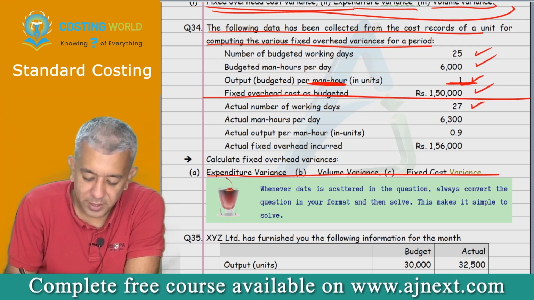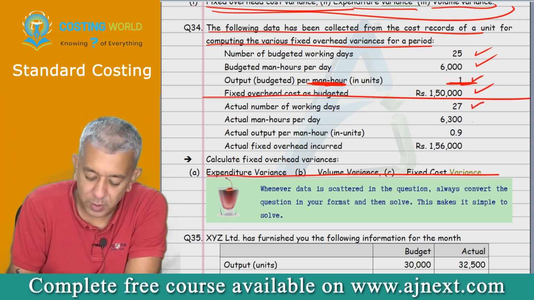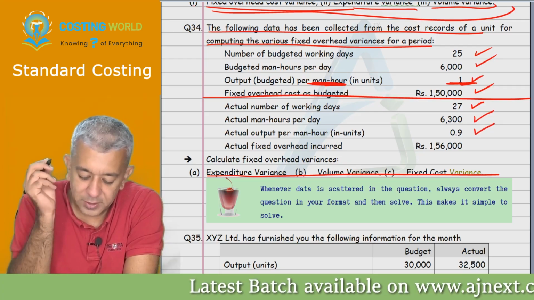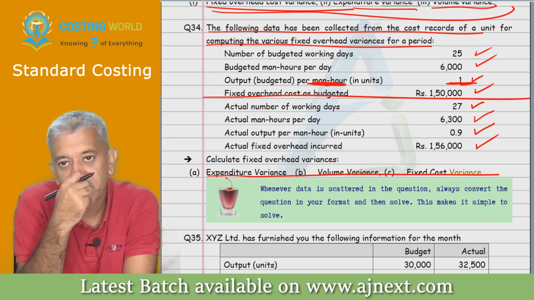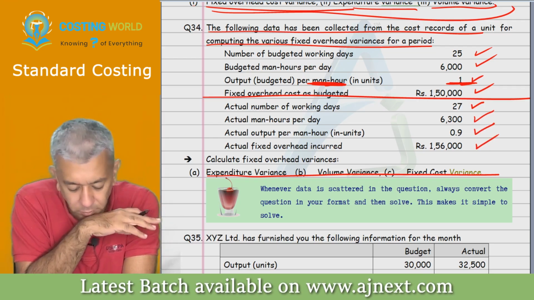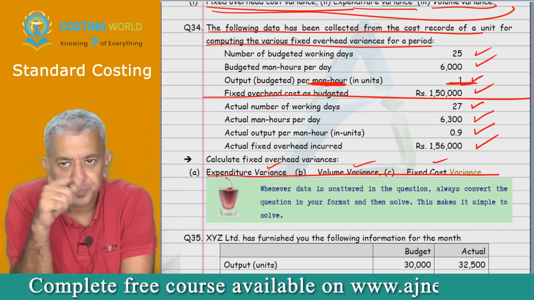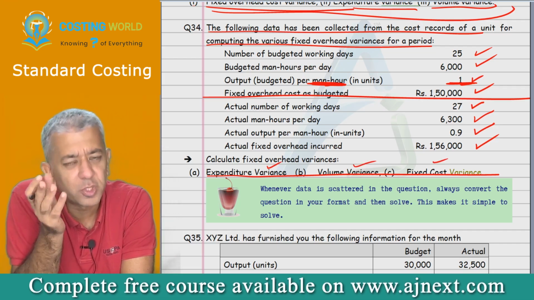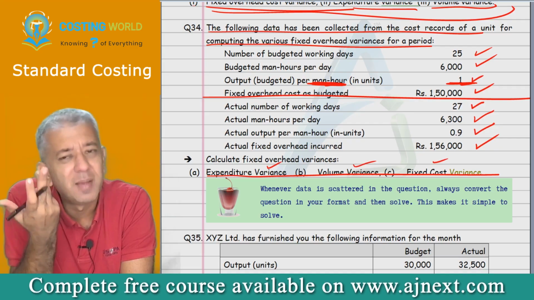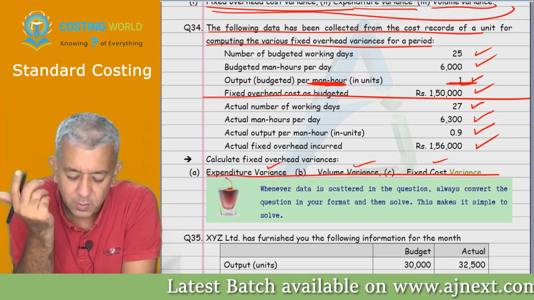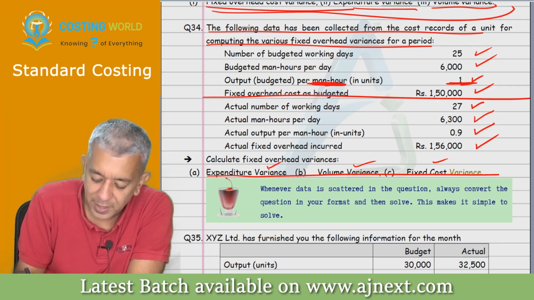Actual number of working days 27. Actual man hours per day 6,300. Output per man hour 0.9. Actual fixed overheads 1,56,000. Okay. Calculate now those 3 variances only. So technically you don't require that information of days and hours, but then I'm just writing it, although it will not be of much use for calculation of the variances. So I'm writing all simplest things.